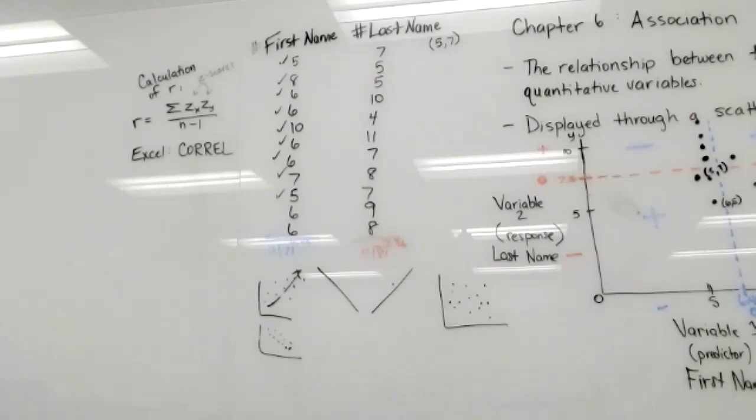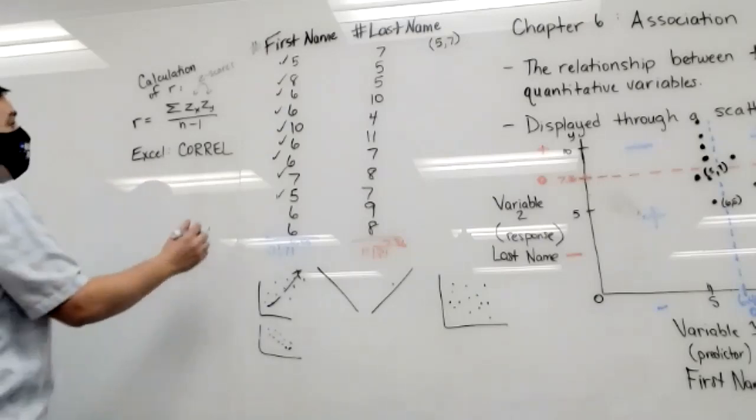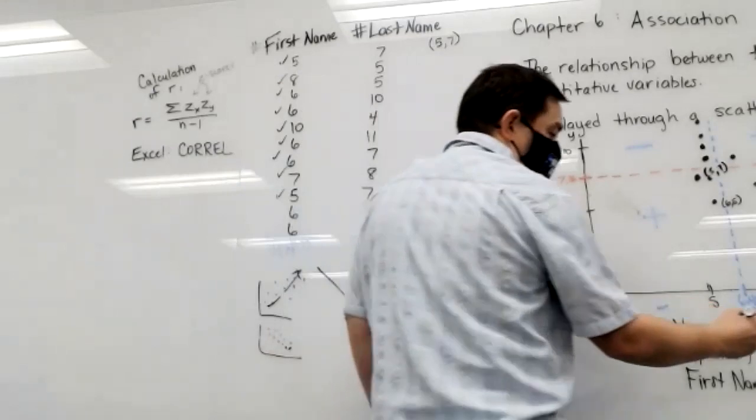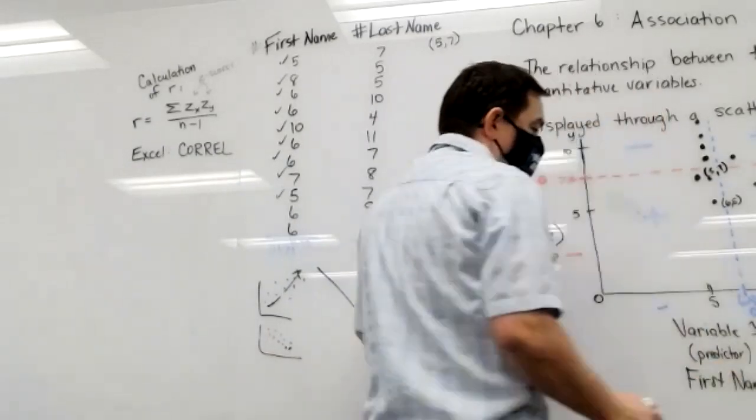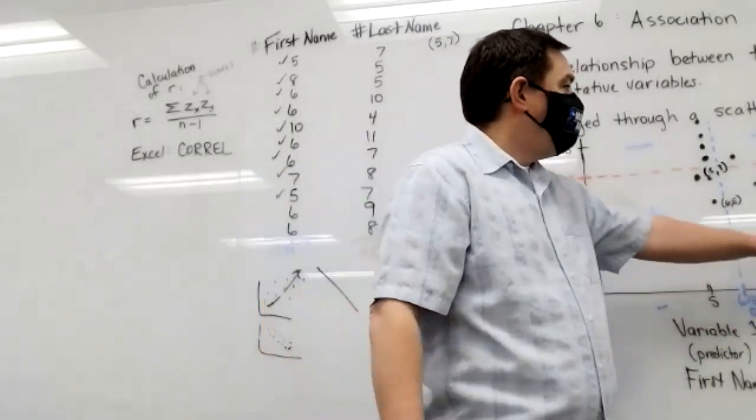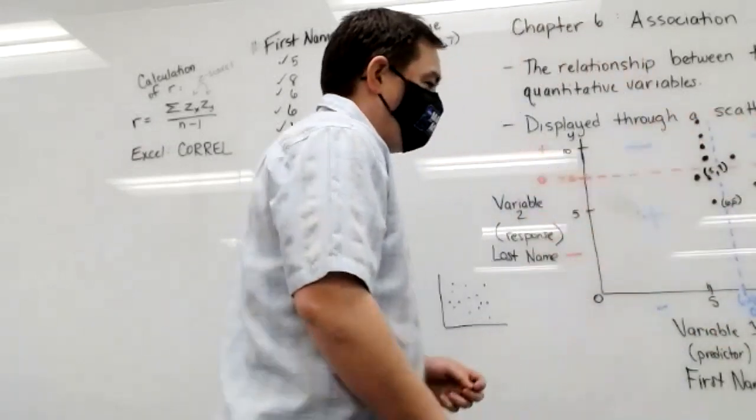And CORREL will ask you to first highlight one of the axes, and then it's going to ask you to highlight another one of the axes, and then it's going to give you a correlation coefficient. So my correlation coefficient here was negative 0.513. R in this case is negative 0.513.